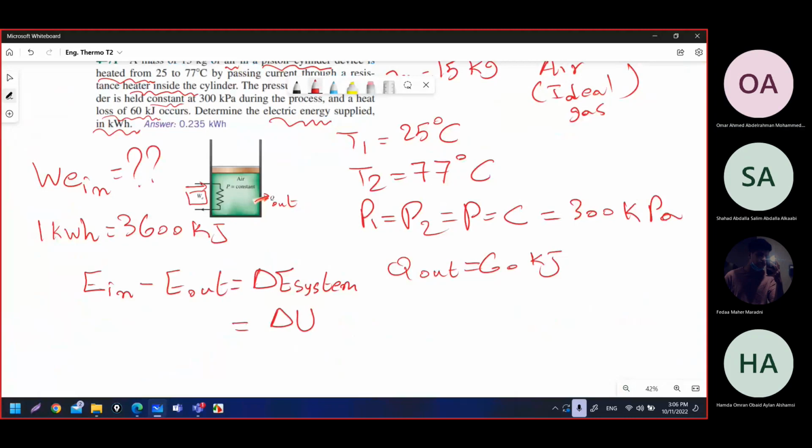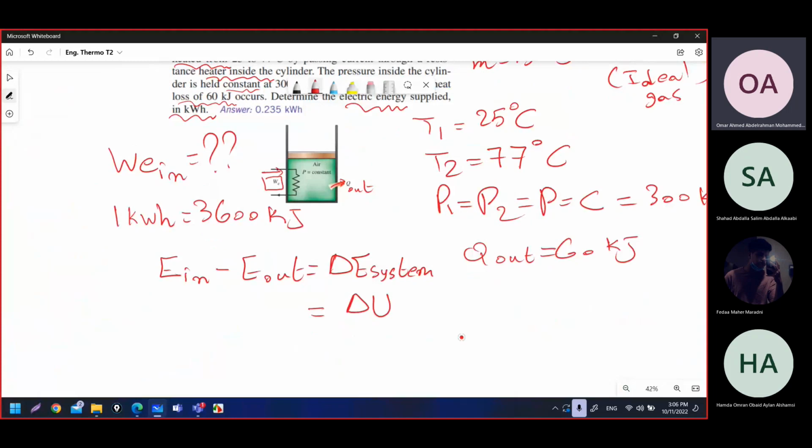For E in, I have W e,in, the work in by the electric heater. Do I have any Q in? Nothing is mentioned about Q in. We have Q out. So I finished E in. Let's go to minus E out. I have Q out, right? So minus Q out. Do I have any work out?